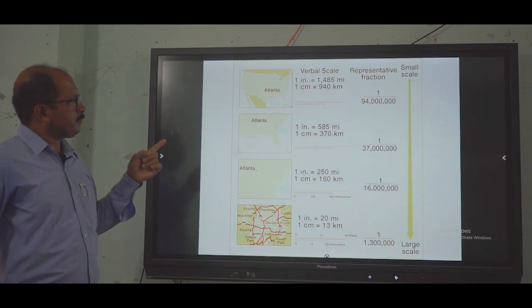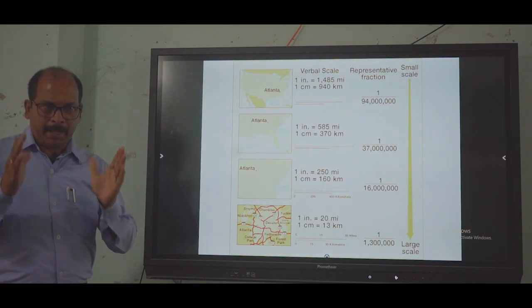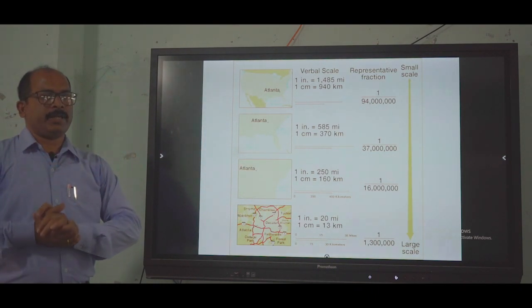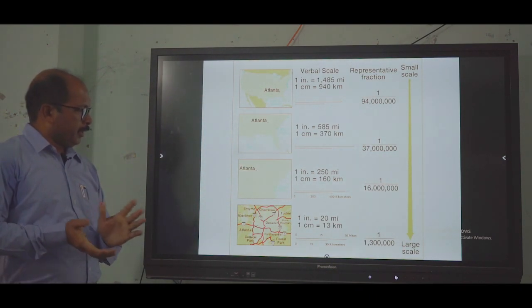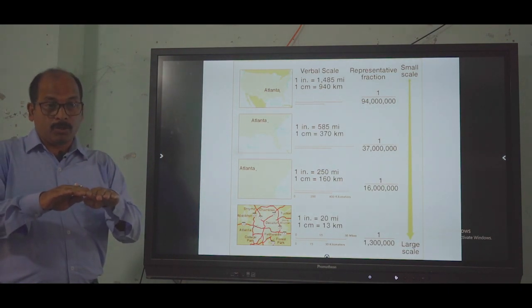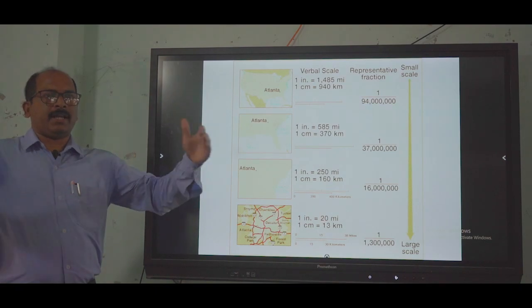Small scale is where in a map we can draw a larger area. Large scale is when we can clearly show a smaller area in a larger extent.